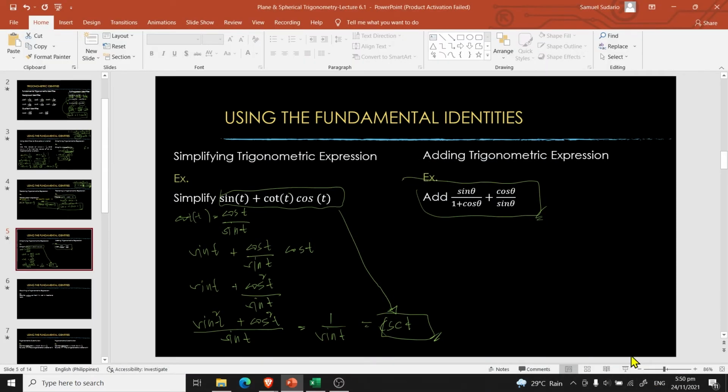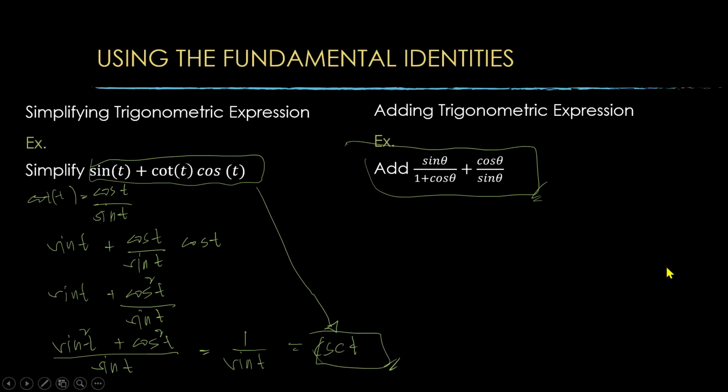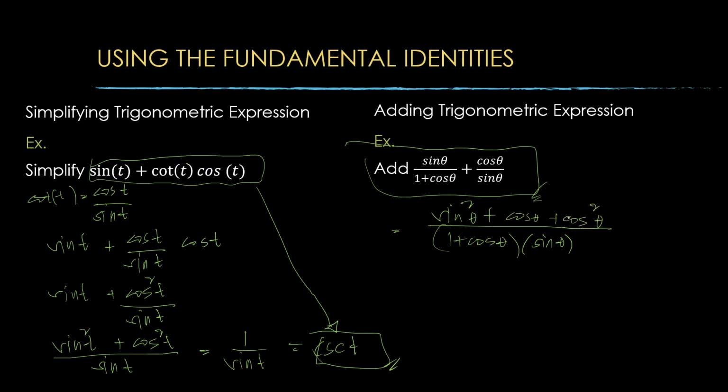Okay, what's your answer? Cosecant theta. How about the others? Any other answer? So it's basically the same with this one. You have your denominator being equal to 1 plus cosine of theta times sine of theta. So this will become sine theta squared plus cosine of theta plus cosine of theta squared. So this is equal to 1. So 1 plus cosine of theta over 1 plus cosine of theta times sine of theta.